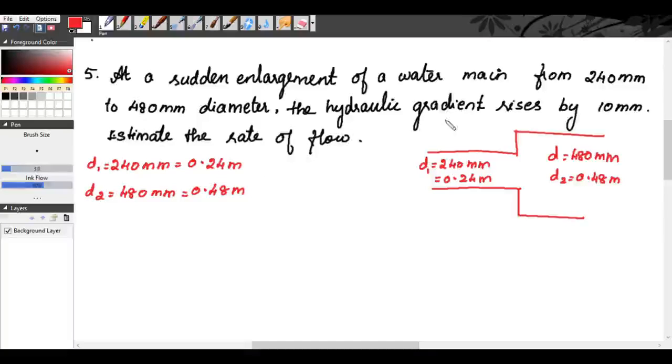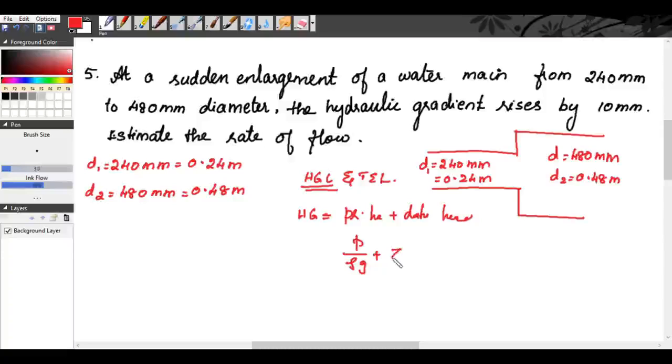Now, the hydraulic gradient rises by 10 mm. Now, what is hydraulic gradient? We have already studied in our last class about hydraulic gradient line and total energy line. So, what is hydraulic gradient line? The line joining the hydraulic gradients. So, hydraulic gradient is equal to pressure head plus datum head. Pressure head is P by rho G, datum head is Z. Total energy is equal to pressure head plus velocity head plus datum head, that is P by rho G plus V square by 2G plus Z.